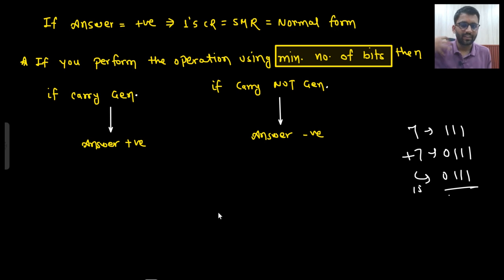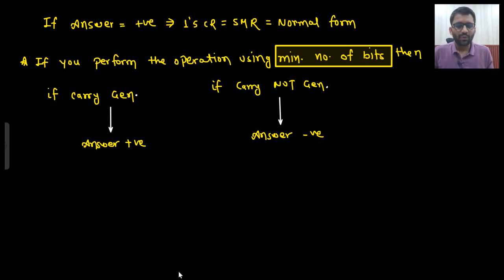How will you remember it? If carry is generated, something is generated, that means you have done something. If something is generated, you have done something positive, so the answer will be positive. If nothing is generated, that means you have done nothing in your life. If you have done nothing, you are negative now, so the answer will be negative. This is how you can remember it. Although it will come to you on its own when you perform the calculation.